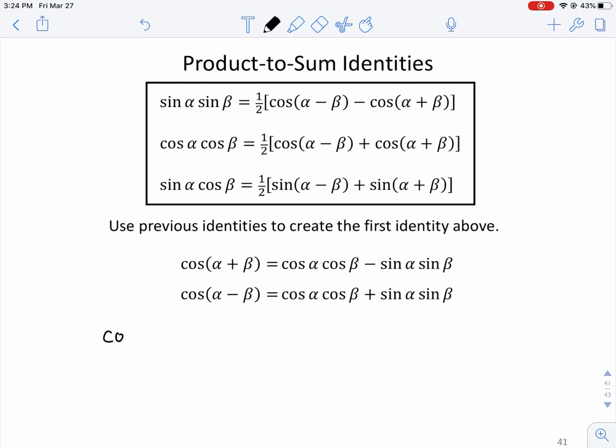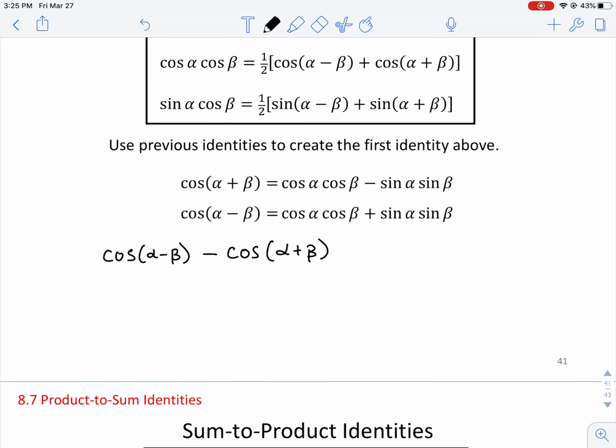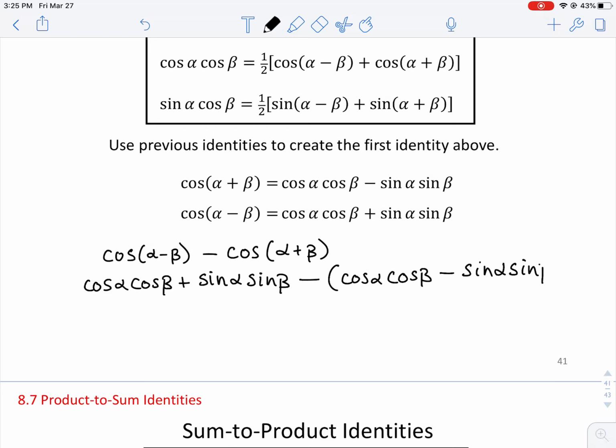So we have cosine of alpha minus beta minus the cosine of alpha plus beta. Okay, then I'm going to replace the cosine of alpha minus beta with cosine of alpha cosine beta plus sine alpha sine beta, and then subtract, and then have to use parentheses here. Now I'm going to replace this one here with its identity, which is cosine of alpha cosine of beta minus sine of alpha sine of beta.